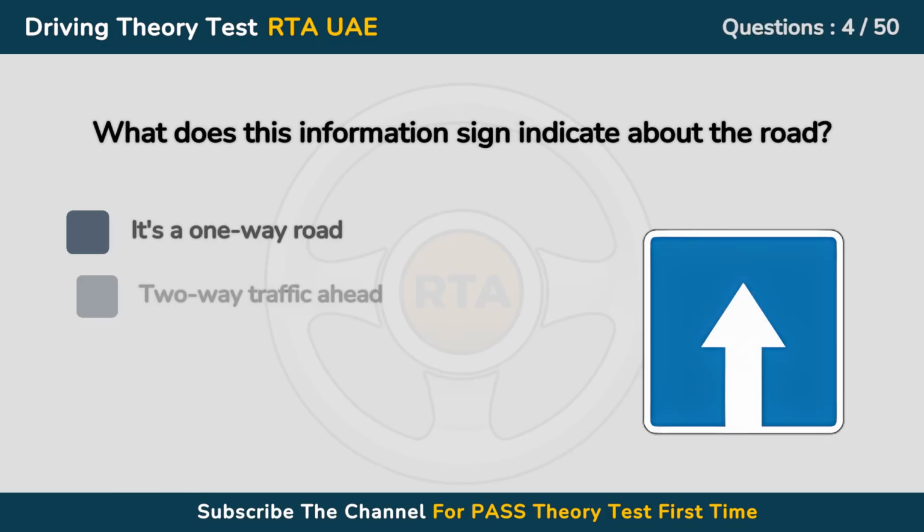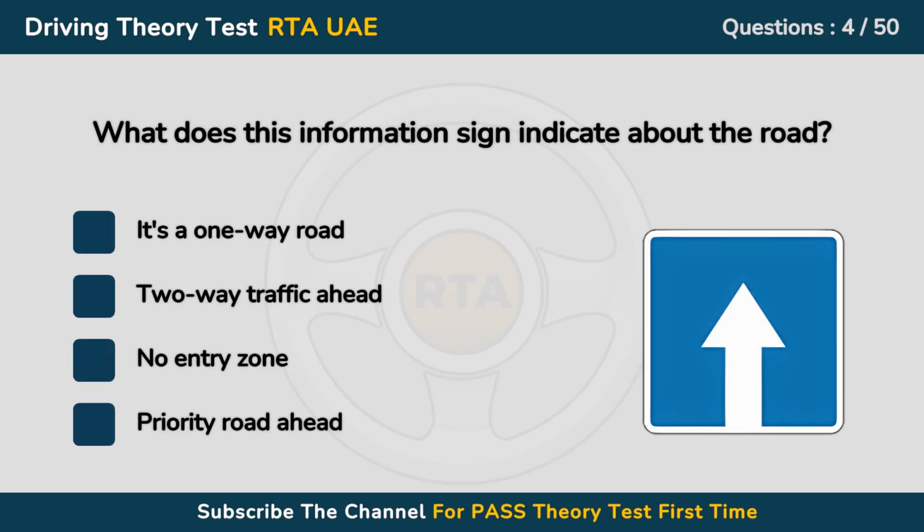Question 4. What does this information sign indicate about the road? A. It's a one-way road. B. Two-way traffic ahead. C. No entry zone. D. Priority road ahead.